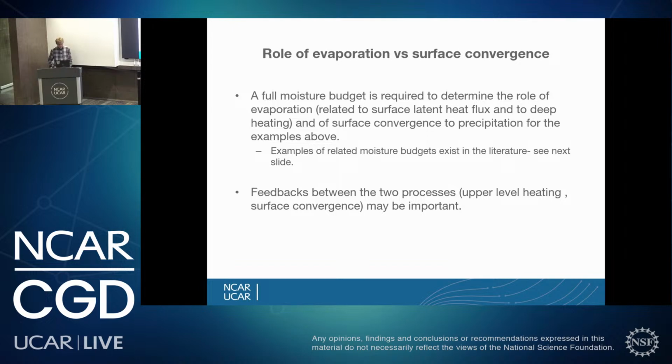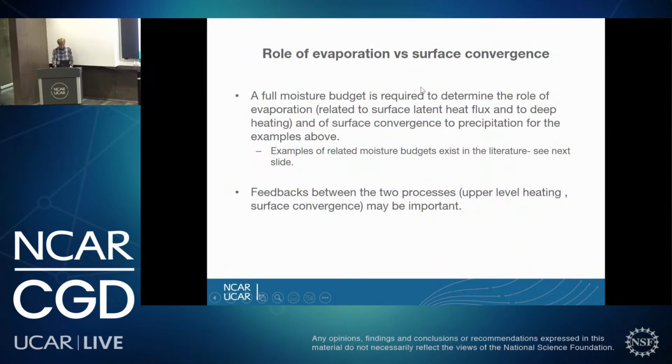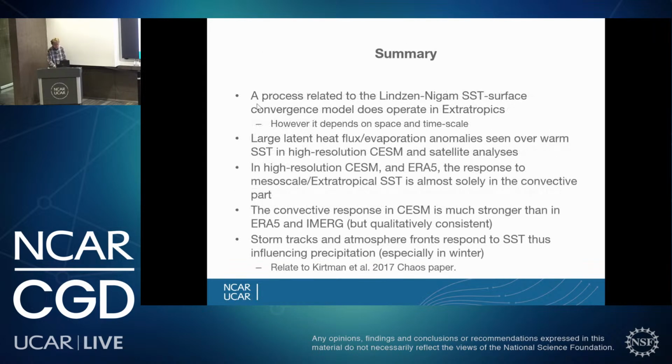I just want to make a comment on this. I'd like to make myself, or get someone to help me make, a full moisture budget to compare the roles of evaporation or the heat fluxes at the surface and of the surface convergence to precipitation. So I showed, on the right panel, precipitation, but exactly how much of that is coming from the near-surface convergence versus how much from evaporation, and how they feed back, are things I'm interested in. So I'll summarize that.